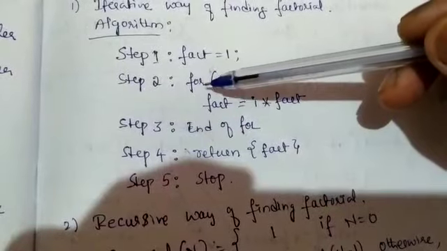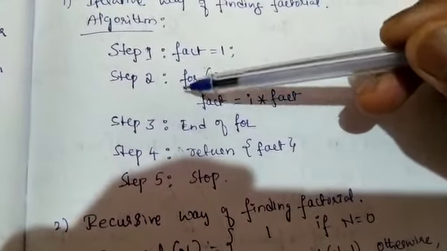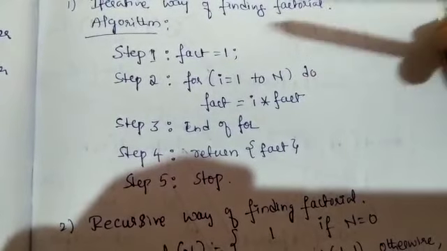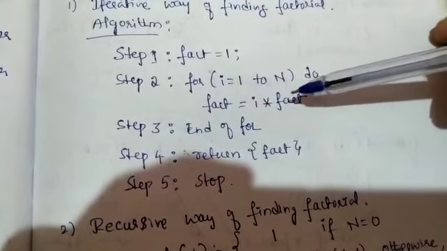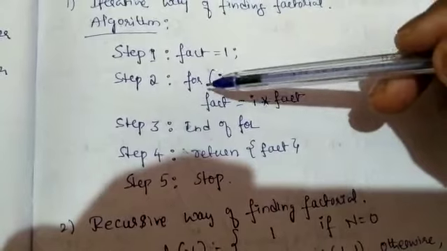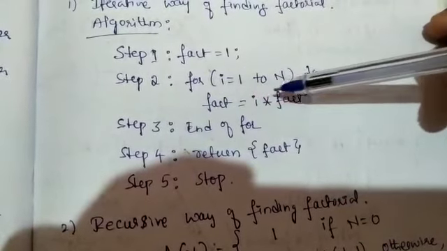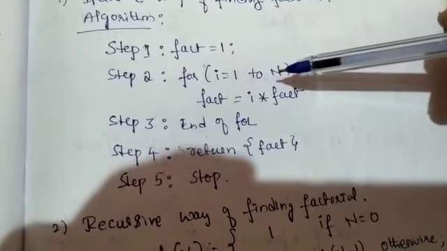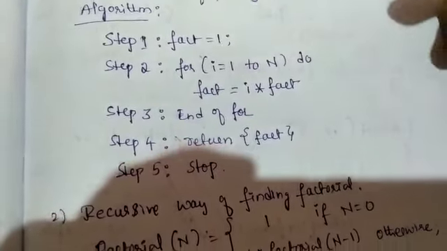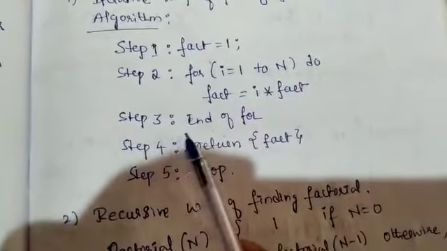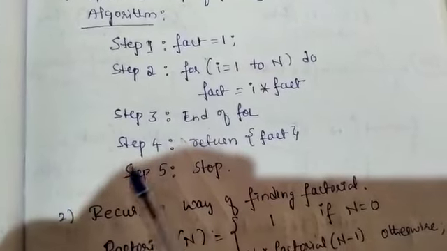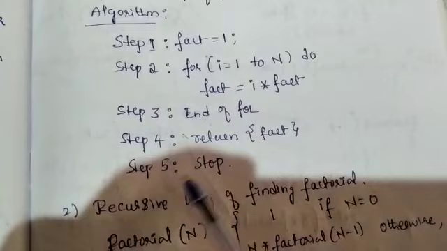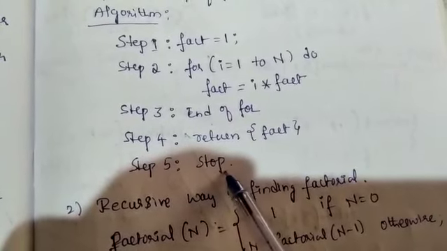Be an iterative loop, that is, for i equals 1 to n, do fact equals i into fact. So this will repeatedly perform until the condition is satisfied, till the nth value. And step 3, end of for loop. And step 4, return the fact value.